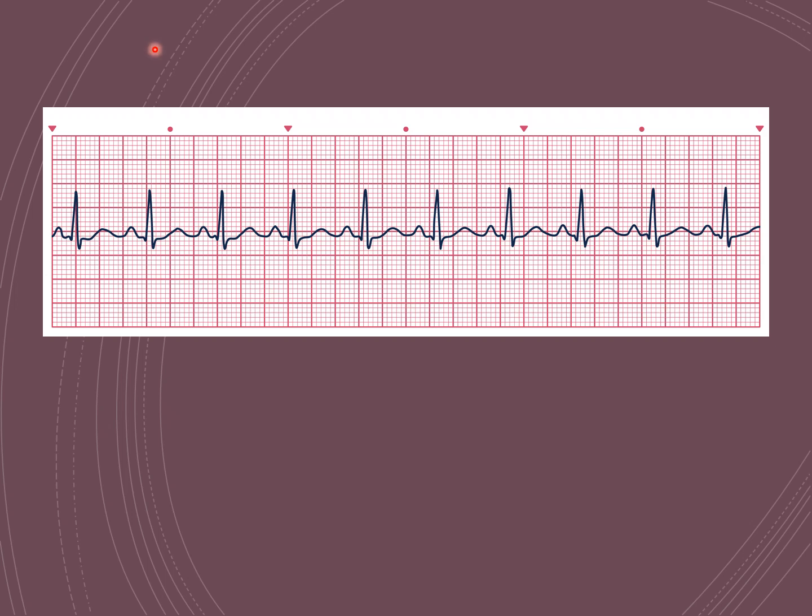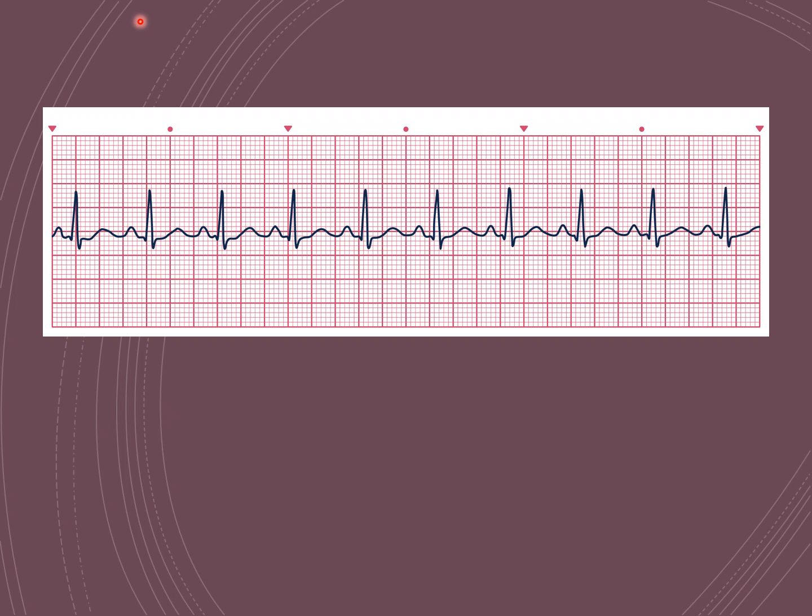This is a textbook example of normal sinus rhythm, or NSR as you may see it. First, we can see that each QRS complex is preceded by a clearly defined P wave. So here's our P wave, our QRS complex. This tells us that the electrical impulse is originating in the SA node, and that's what defines a sinus rhythm. Now let's look at the regularity.